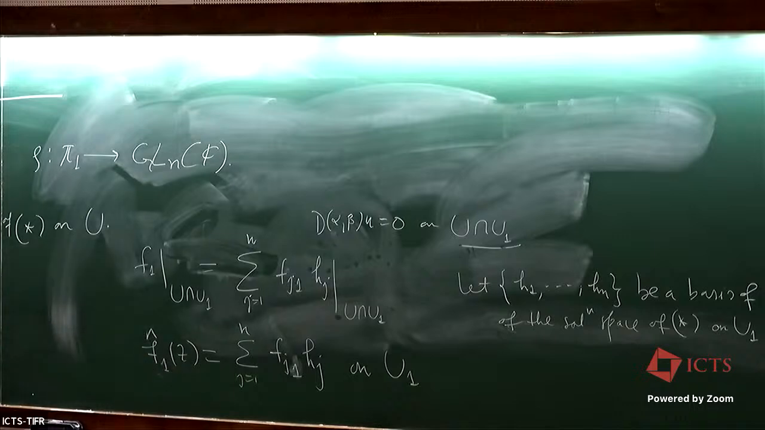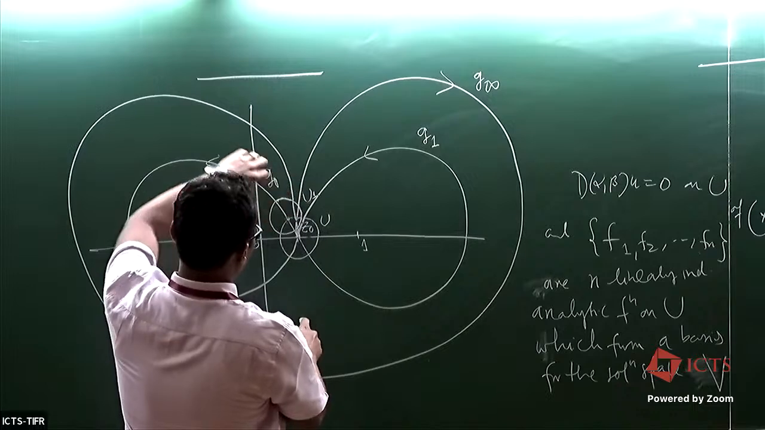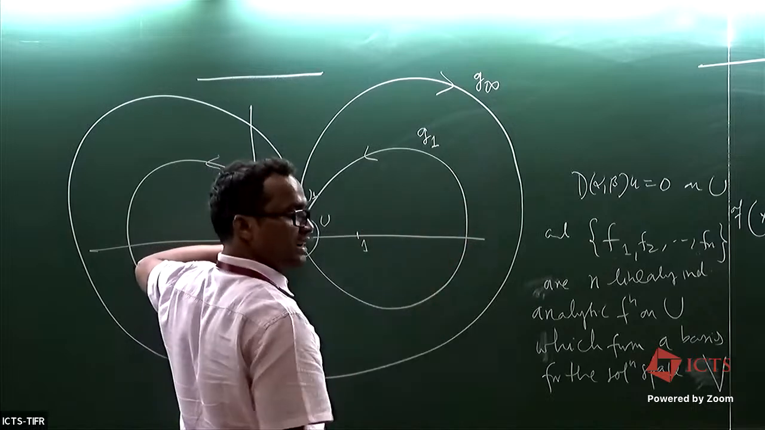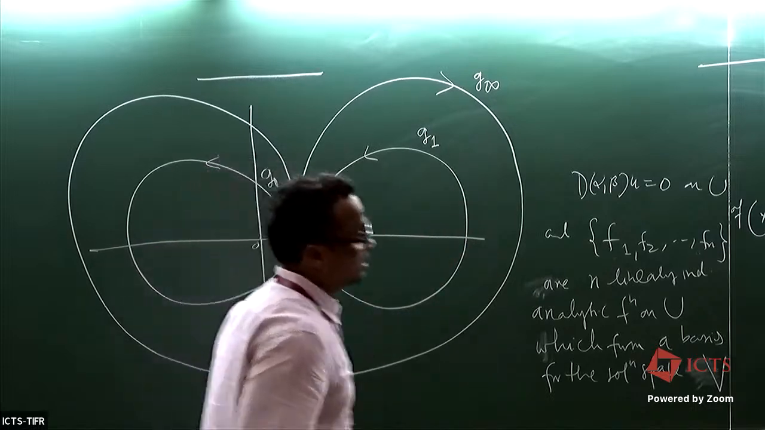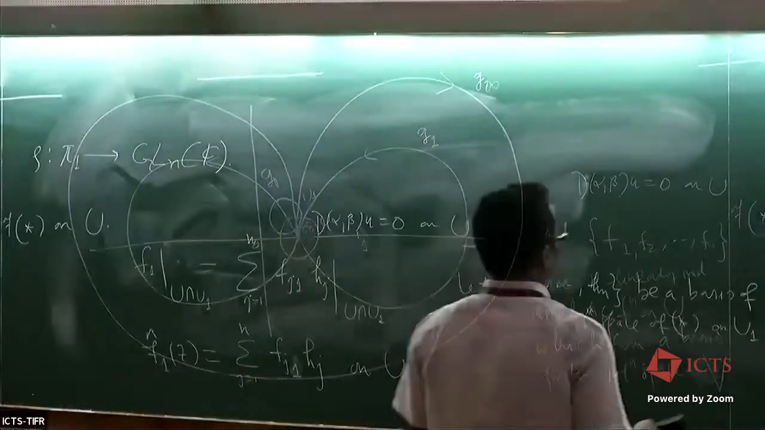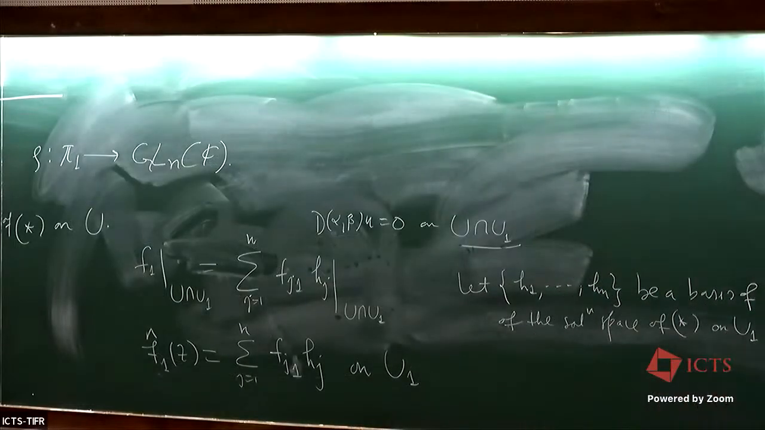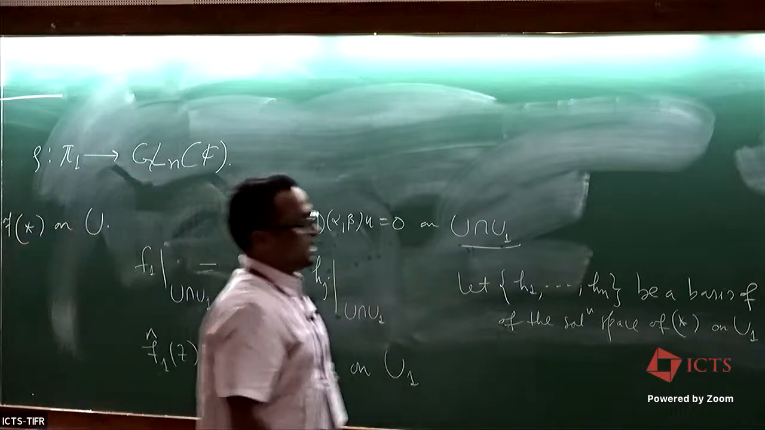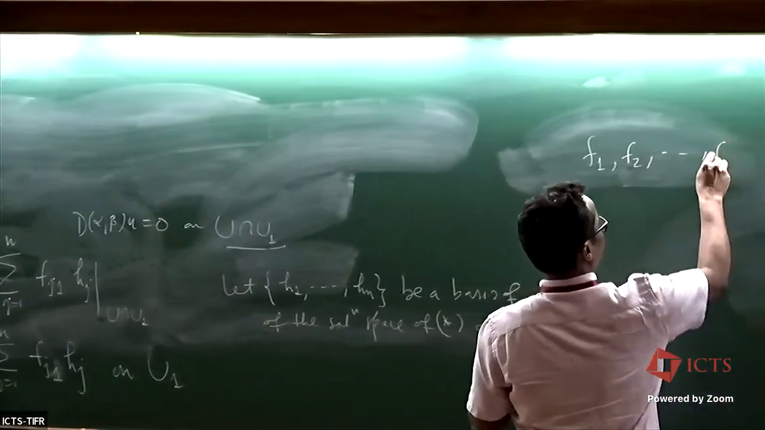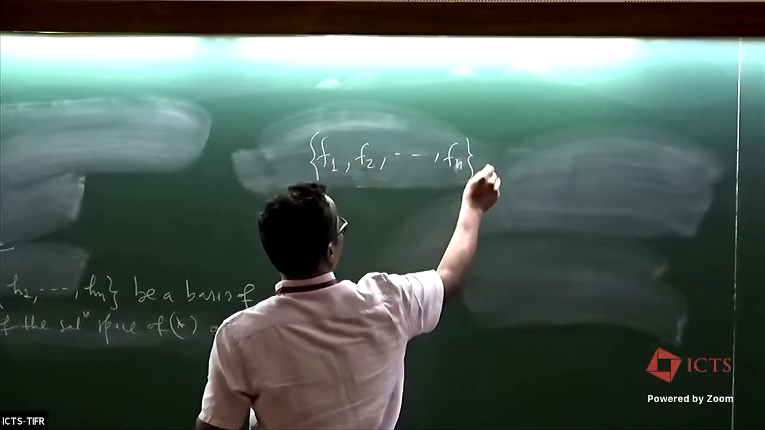All right, so this is how I keep going. This is how I analytically continue f1, f2, ..., fn and keep on going. When I return, I get another set of n linearly independent solutions on the same U. The same thing can be done for f2, f3, and the others. So when I analytically continue along g0 and come back to the same open disk U, I get that this original basis is being mapped to another basis.